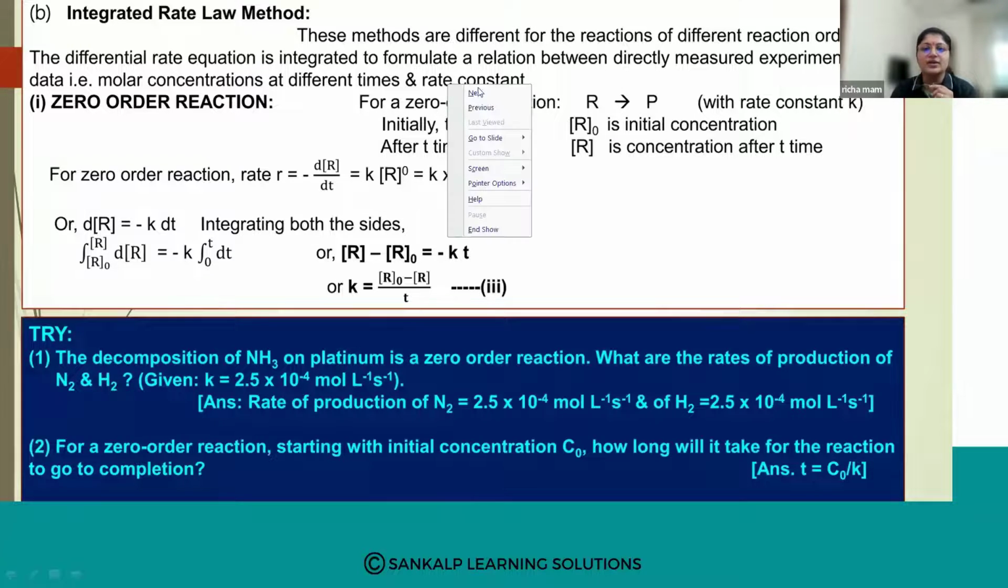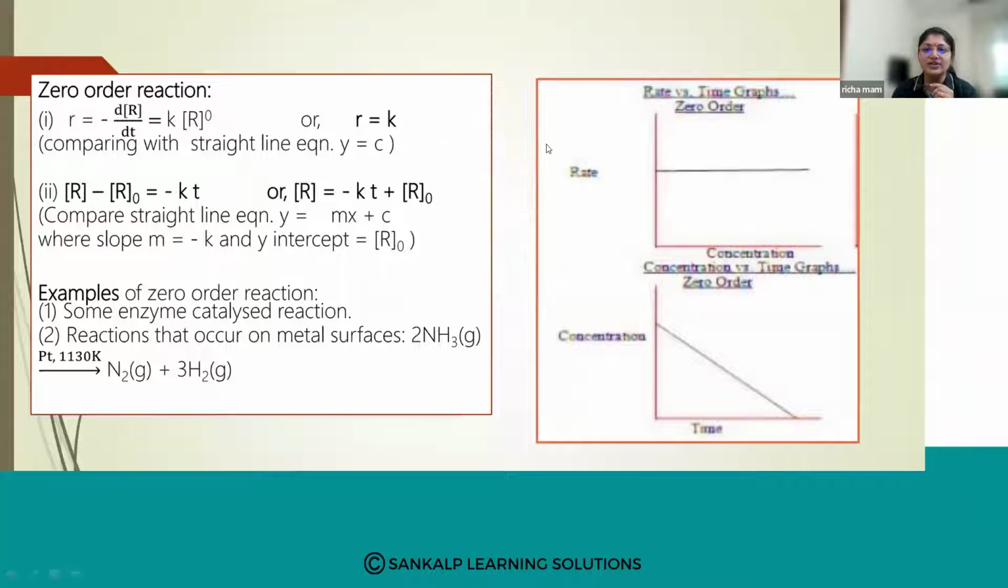Then we have seen the graph of rate versus concentration. You can represent this graph as y equals c, so you compare this straight line with the equation y equals c. The rate is given as minus d of concentration of R by dt, and the concentration of this reactant is raised to the power of zero. So this is given as zero order. This is the graph which represents that.